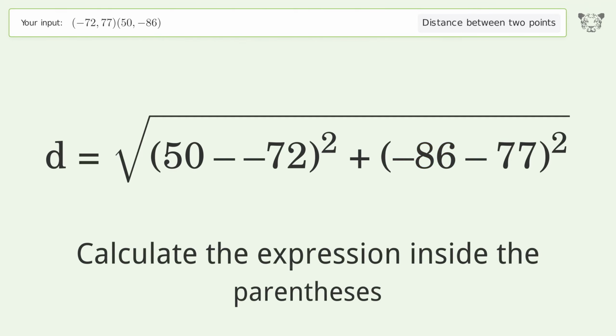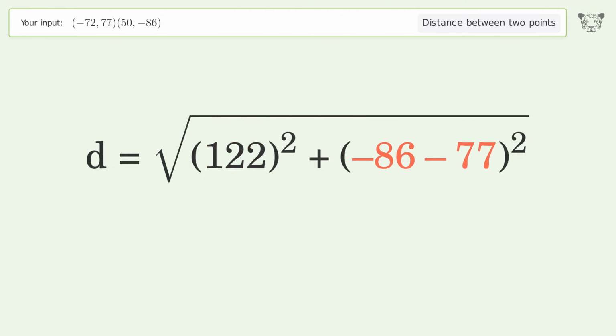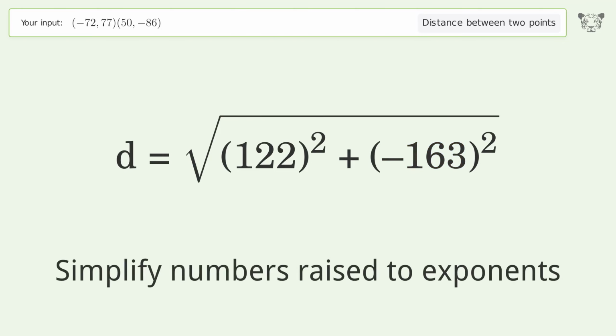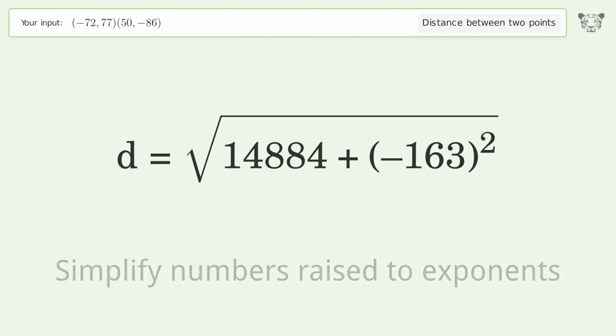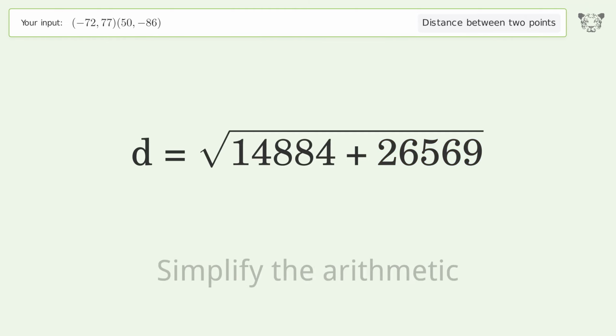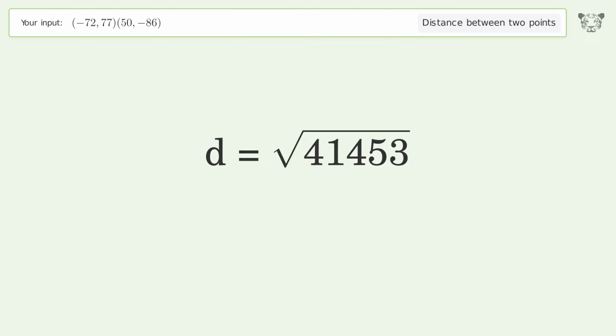Calculate the expression inside the parentheses. Simplify numbers raised to exponents. Simplify the arithmetic. And so the distance between the 2 points is the square root of 41,453, or 203.6.